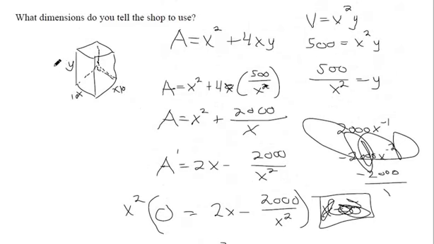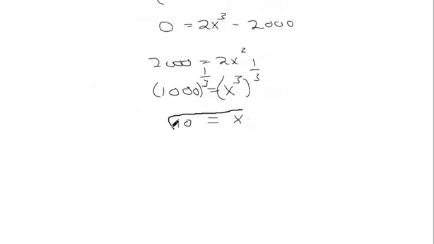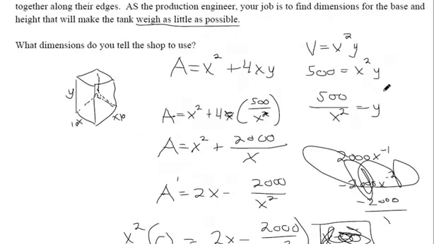And then to figure out what the y value is, you can just plug 10 into any of these equations that have y in them. So this one, or this one, or this one with volume plugged in. So I'm going to plug 10 in here. 10 squared is 100. 500 divided by 100 makes 5. So y is 5. So it's a 10 by 10 by 5 thing. Those are the dimensions we need to use.